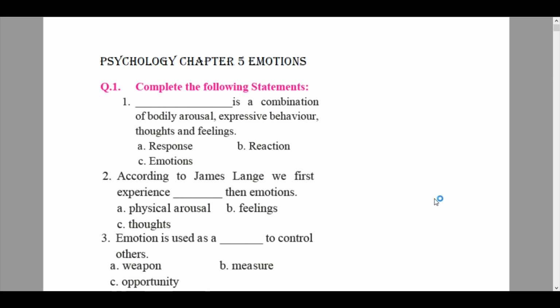Today we are going to be discussing the exercise solutions for chapter 5, Emotions of Psychology 12th grade. Before we start, I would like to tell you that I have completed the first 5 chapters that include the exercise explanation up till now for the first 5 chapters and the exercise solutions for the first 4 chapters, and I'll be completing the 5th chapter's exercise solutions today itself.